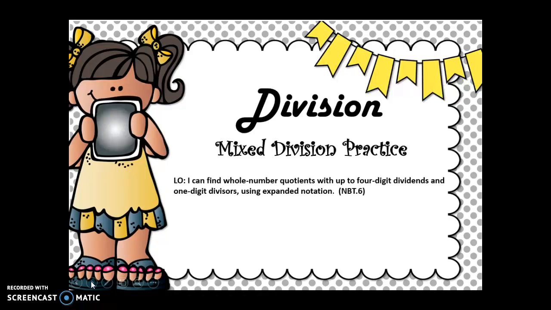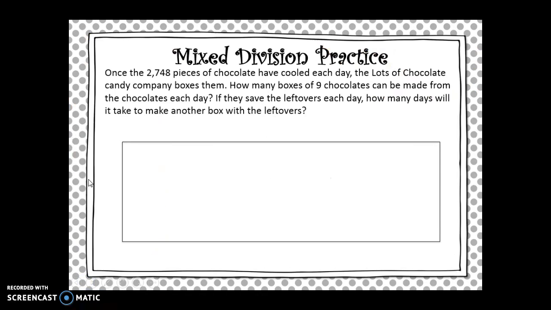Tonight we are working on division as we prepare for an upcoming test. Your learning objective for tonight is: I can find whole number quotients with up to 4-digit dividends and 1-digit divisors using expanded notation and area model. Let's look at a problem.